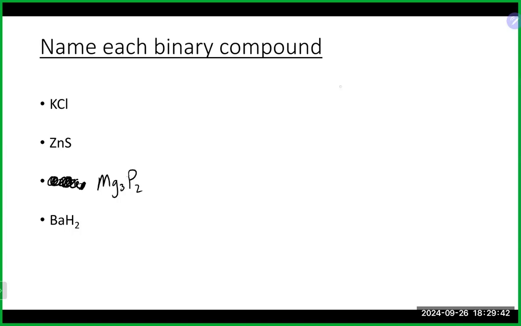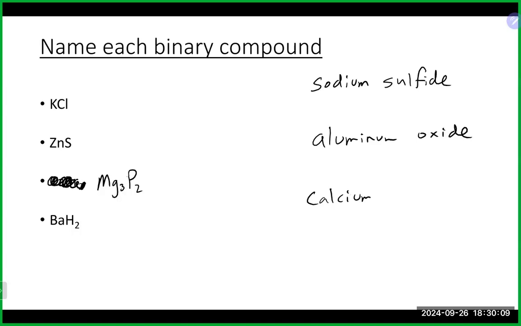Why don't you also write the formula for the following? Why don't you write the formula for sodium sulfide? Why don't you write the proper formula for aluminum oxide? And why don't you write the formula for, and we'll do calcium chloride. Why not?